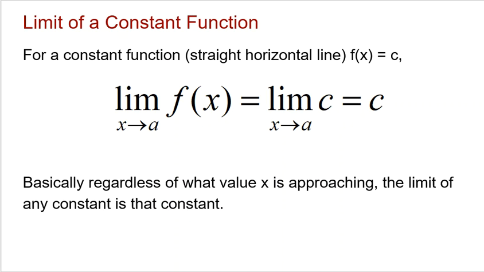So here's the rule. It's a really simple property. The limit as x approaches a of a constant function, again, just generically c, is equal to c. So if you have a straight horizontal line, the limit of any value is always going to be c. Regardless of what x is approaching, it doesn't even matter. The limit of any constant is always that constant.